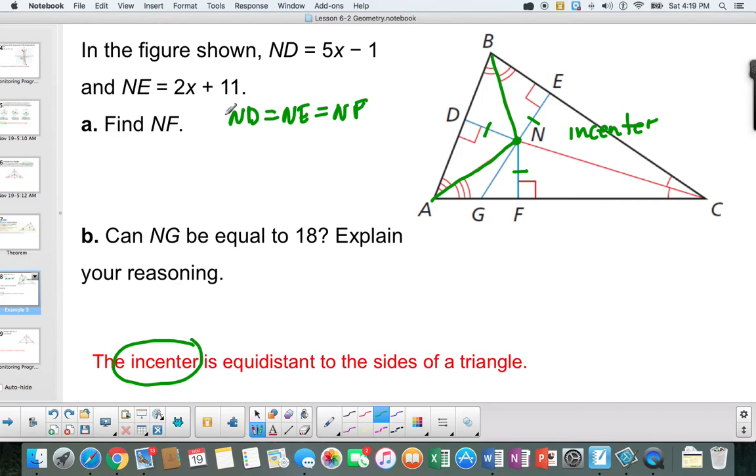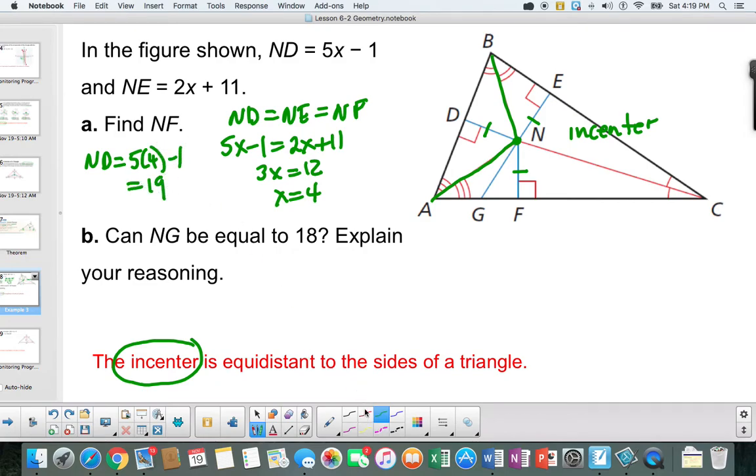And I'm going to set these two quantities equal to each other. 5x minus 1 is equal to 2x plus 11. So I get 3x is equal to 12, x is equal to 4. Now I'm going to want to find ND. ND is 5 times 4 minus 1, which is 19. So all of these are equal to 19.